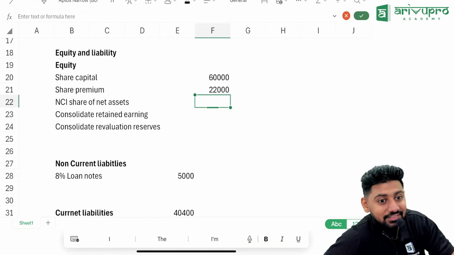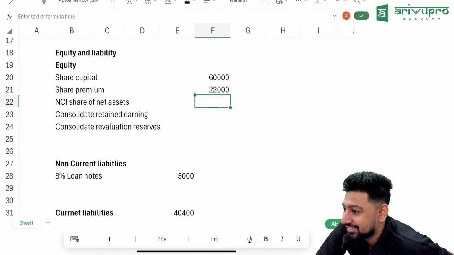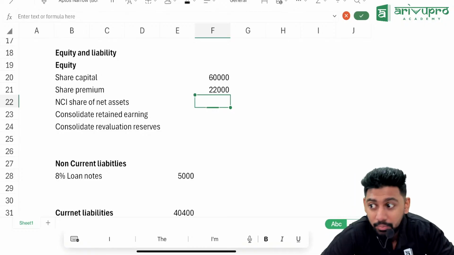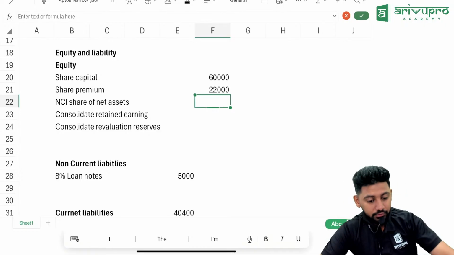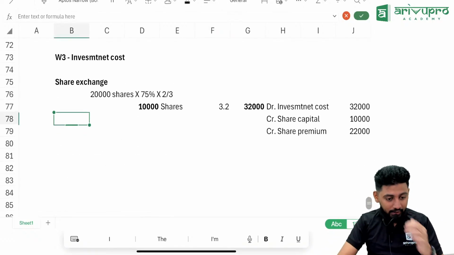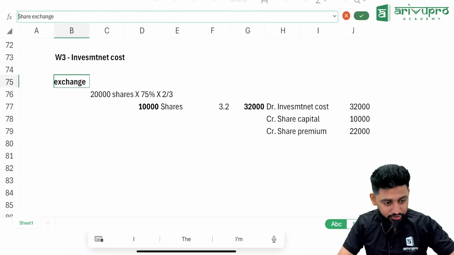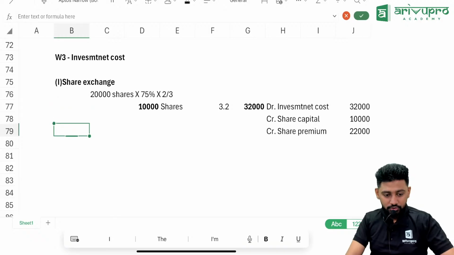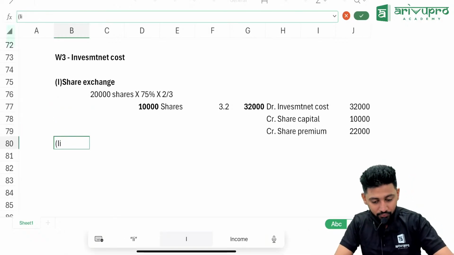Are we clear? Yes or no? Clear, crystal clear, no problem. Okay. Now I'm done with my working 3. On the working 3, I had number 1, first medium was share exchange, correct? Now I have another medium. What is the second medium?